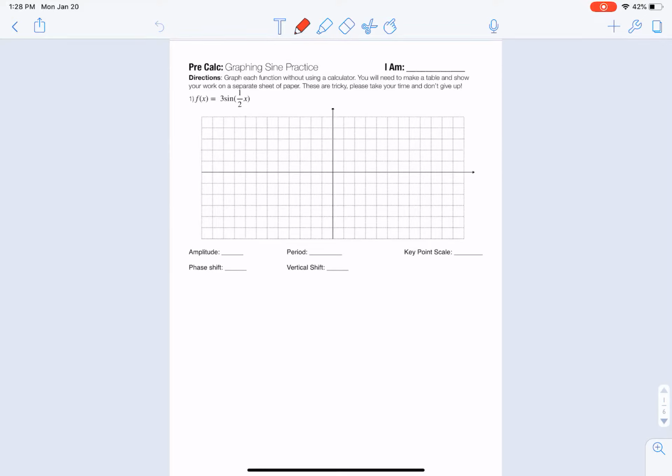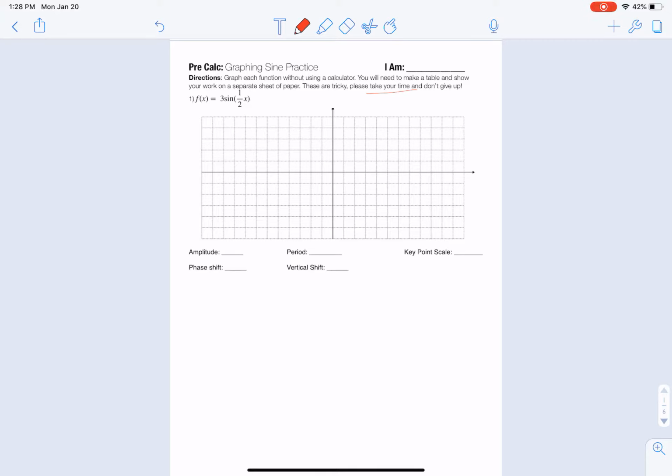Hi guys, just as a heads up, if you can read the directions here, it says graph each function without using a calculator. You'll need to make a table and show your work. These are tricky. Please take your time and don't give up. So please take your time. Just as a heads up, this video will probably be a little bit longer than they normally are.